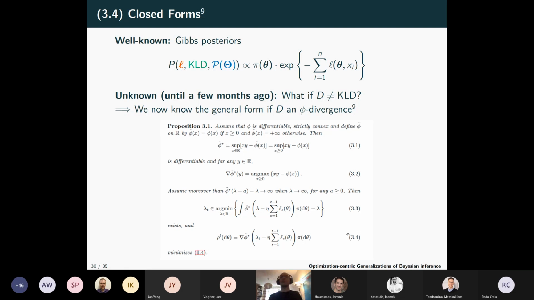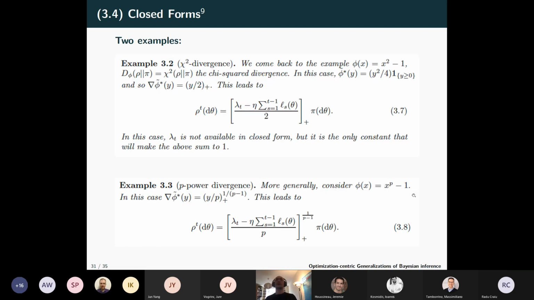And this here, equation 3.4, doesn't look like it's useful in any way, but for two special cases of interest, I've extracted this from his paper to show you what this would look like in practice. If you use the chi-square divergence, for example, which is always a stronger regularizer than the Kullback-Leibler divergence, so you can actually upper bound the Kullback-Leibler divergence with this, you can show that the posterior looks like this.